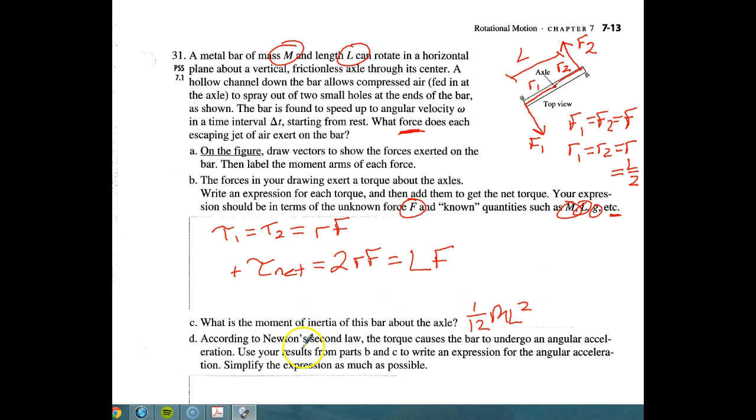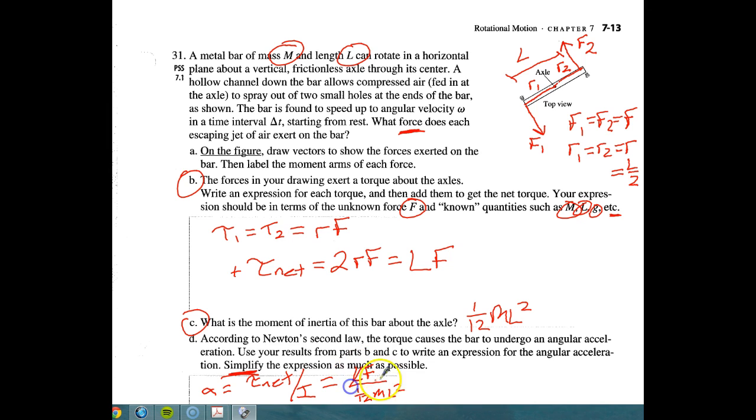For the next part, it says, according to Newton's second law, the torque causes the bar to undergo an angular acceleration. We have to use the results from B and C to help us write an expression for the angular acceleration, and then they want us to simplify the best we can. Remember, the angular acceleration from the last problem we did is equal to the net torque divided by our moment of inertia. So now we're just going to plug everything in. Remember, we said that our net torque is L times F, and our moment of inertia then would be 1 over 12 times ml squared.